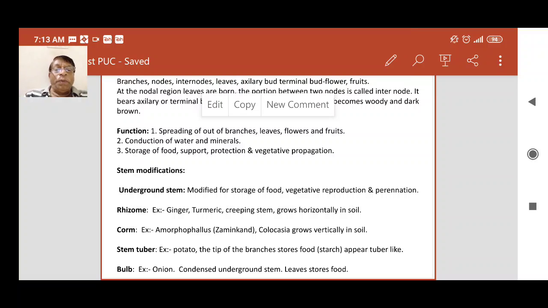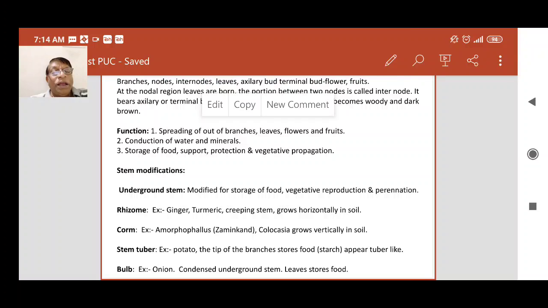Example for a rhizome is ginger. Remember, ginger is not a root, it is a modified stem. Turmeric, a modified stem. Because it is found below the soil and it bears adventitious roots. ಶುಂಠಿ ಬೇರು ಅಂತ ಹೇಳ್ತಾರೆ. It is wrong.